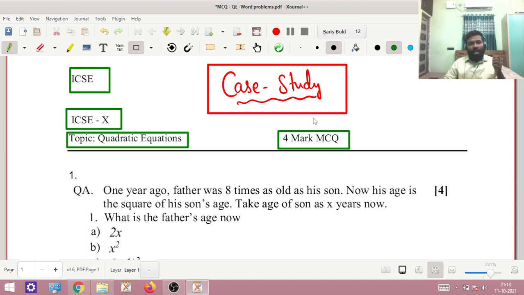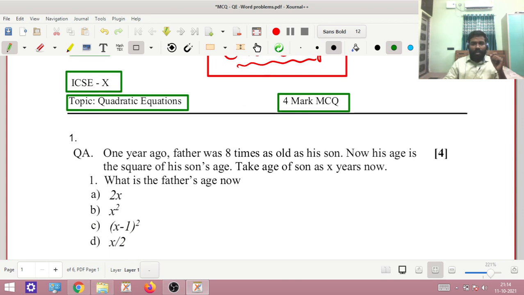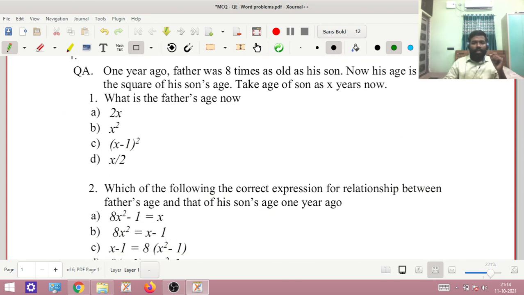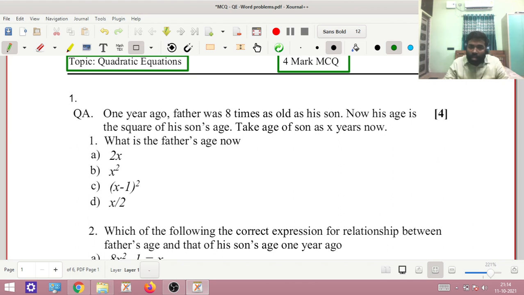For this, there are a few chapters which contain case study based questions. One of them is quadratic equations, so today we will discuss questions based on quadratic equations. If you noticed the ICSE sample paper, there were some case study questions in Section C of the paper. So let us begin without wasting any more time and look at some questions.